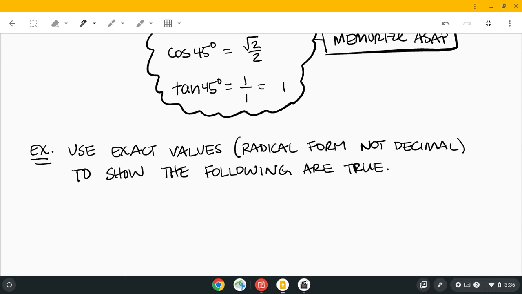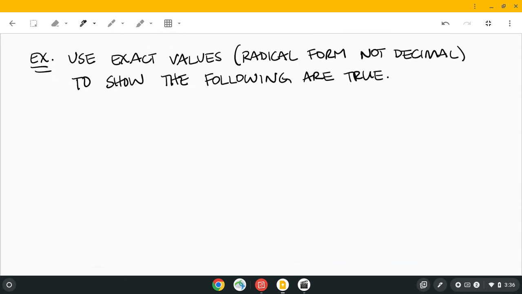Okay? All right, suppose we have this here: sine squared 60 plus cosine squared 60 equals 1, right? That's the Pythagorean identity. So according to that Pythagorean identity, this should be true, right?